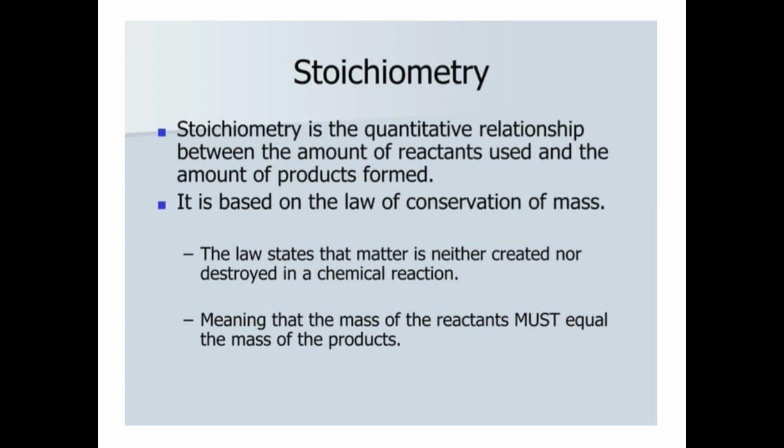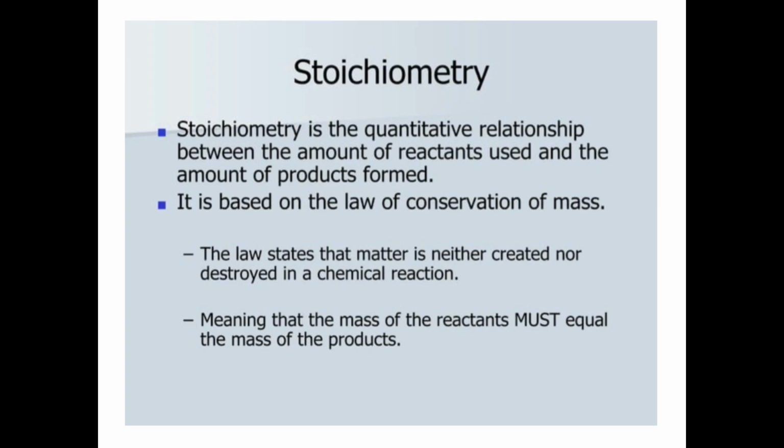What is mole ratio? What is stoichiometry? Stoichiometry is the quantitative relationship between the amounts of reactant used and the amounts of product formed. In a typical chemical reaction, you have the reactants and the product, for instance, A plus B giving C plus D. So to measure the quantitative relationship between the reactant and the product, that term is called stoichiometry.